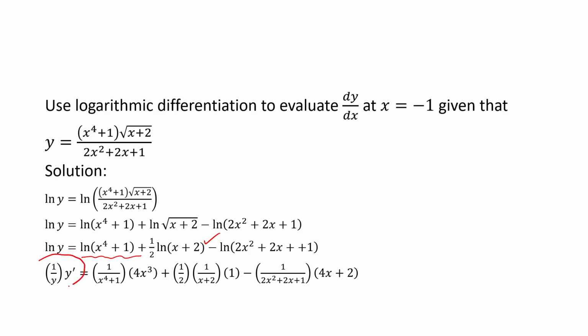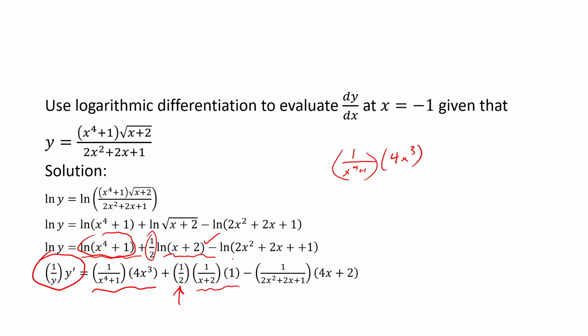Well, the derivative of ln y is 1 over y times y prime. The derivative of ln of x to the 4 plus 1 will be 1 over x to the 4 plus 1 times the derivative of x to the 4 plus 1. And that's what we've written here. We've got that 1/2, so we leave it. And then the derivative of ln x plus 2 is 1 over x plus 2 times the derivative of x plus 2. And the derivative of ln quadratic is 1 over quadratic times derivative of the quadratic.